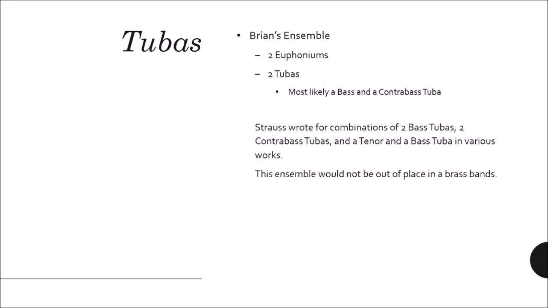Tubas. Now, here is where we get a little bit different. So Brian includes 2 euphoniums and 2 tubas. And as per part 1, while it says bass tuba in the score, it's most likely a bass and a contrabass tuba. Richard Strauss never wrote for this many. He only ever wrote for 2, but he did combinations of 2 bass tubas, 2 contrabass tubas, and a tenor and a bass tuba in various works. Where we can see some influence here is probably Brian's early exposure to British brass bands, where an ensemble like this would be very, very standard.